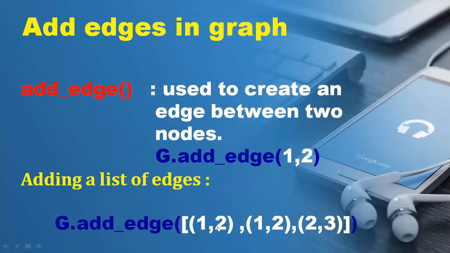So there is an edge between 1 and 2, 1 and 3, and then 2 to 3. By mistake I have written 1 2, you can write 1 and 3. So in this way, if we have to create more than one edge, we can simply use this function to add the edges between the different nodes.